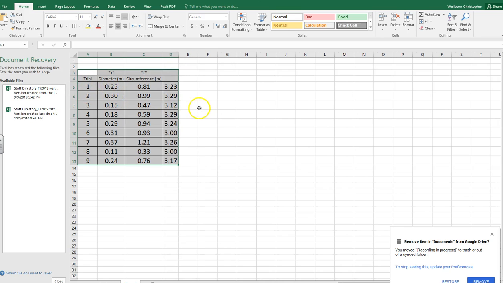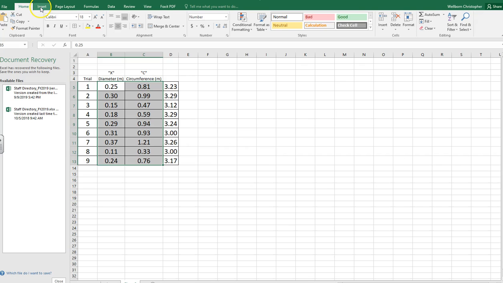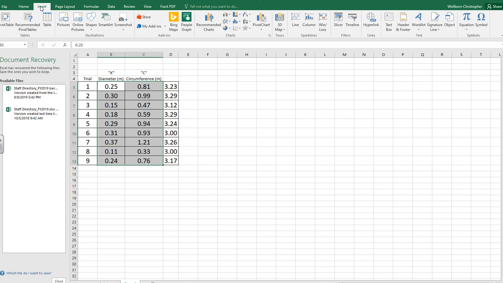Okay, so the process to find that line of best fit is you have to make a scatter plot. So we highlight the two columns, the x column and the y. I like to rearrange it if I can so the x is always on the left and the y on the right. So highlight the two columns of numbers. Then go to insert. So jot that down, insert.